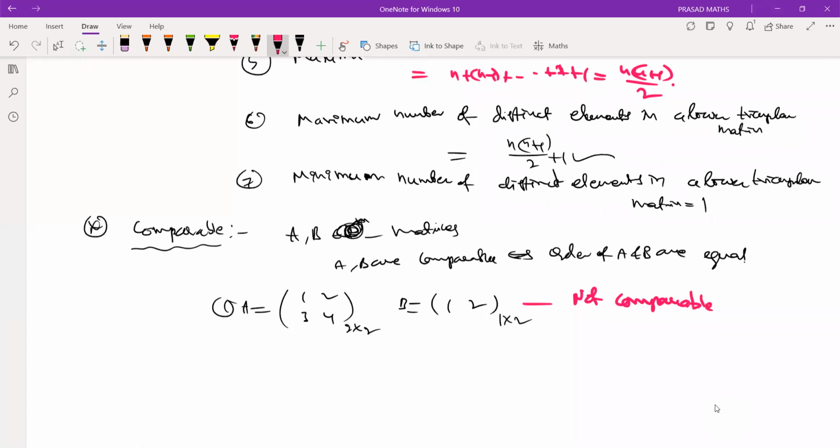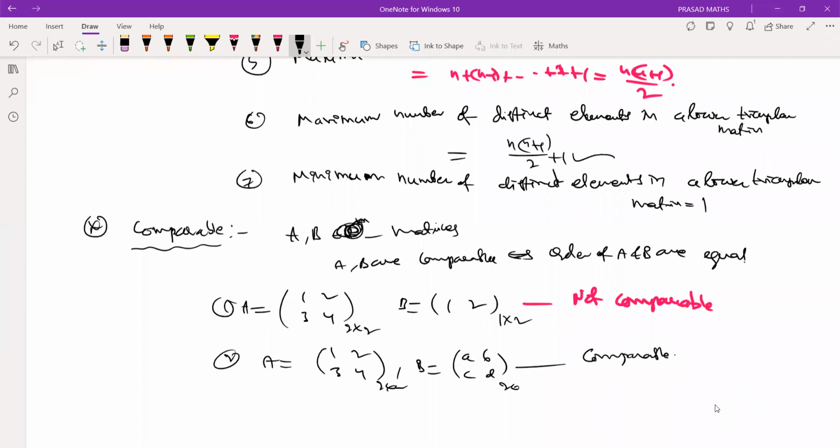Next, if you take A equals 1, 2, 3, 4, and suppose B equals a, b, c, d. Are they comparable? Yes, because the order is the same. This is a 2 by 2 matrix and this is also a 2 by 2 matrix. Therefore, they are comparable.